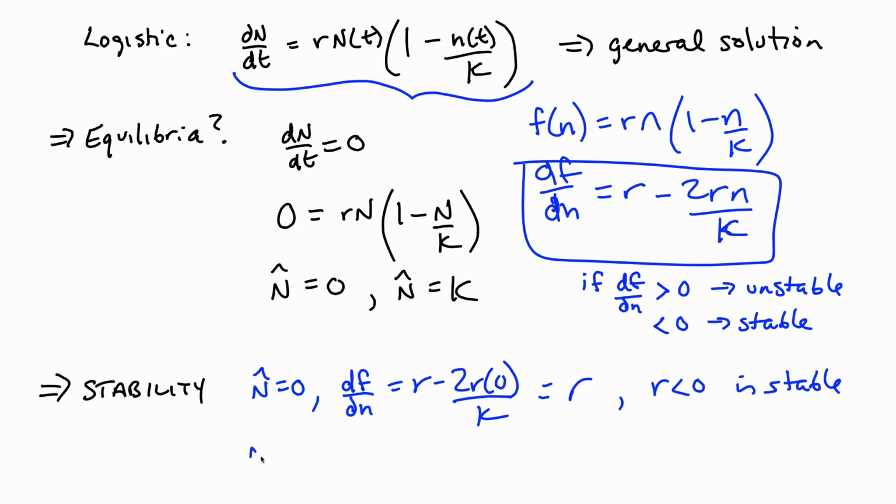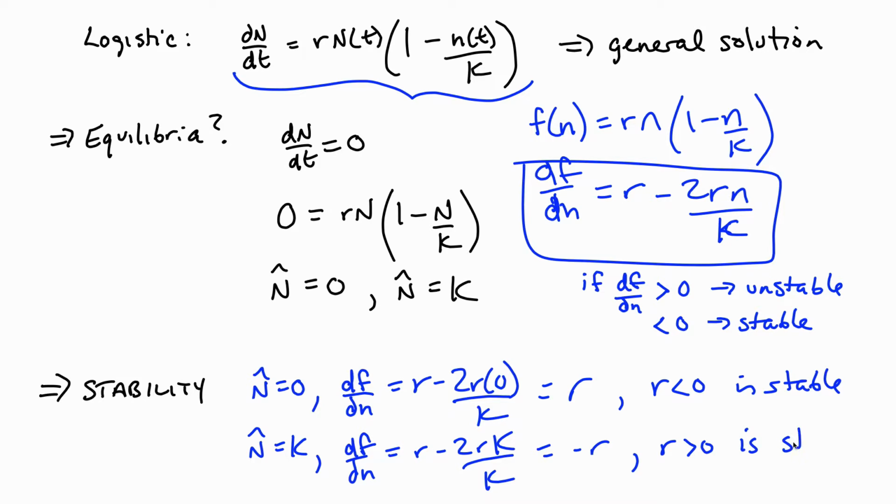For the other equilibrium point, n hat is equal to k, df by dn is r minus 2r k over k, which is negative r. So in this case, if r is greater than 0, the equilibrium is stable.